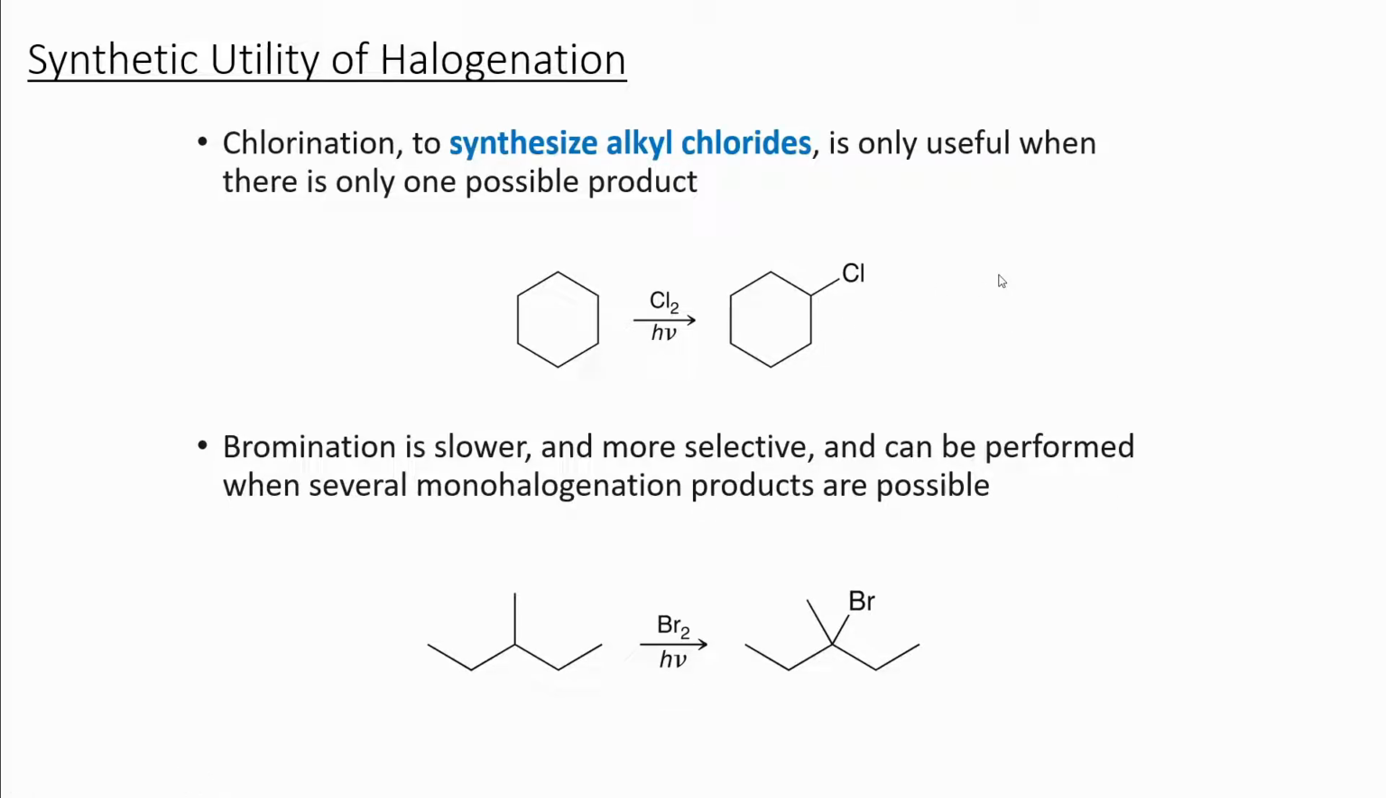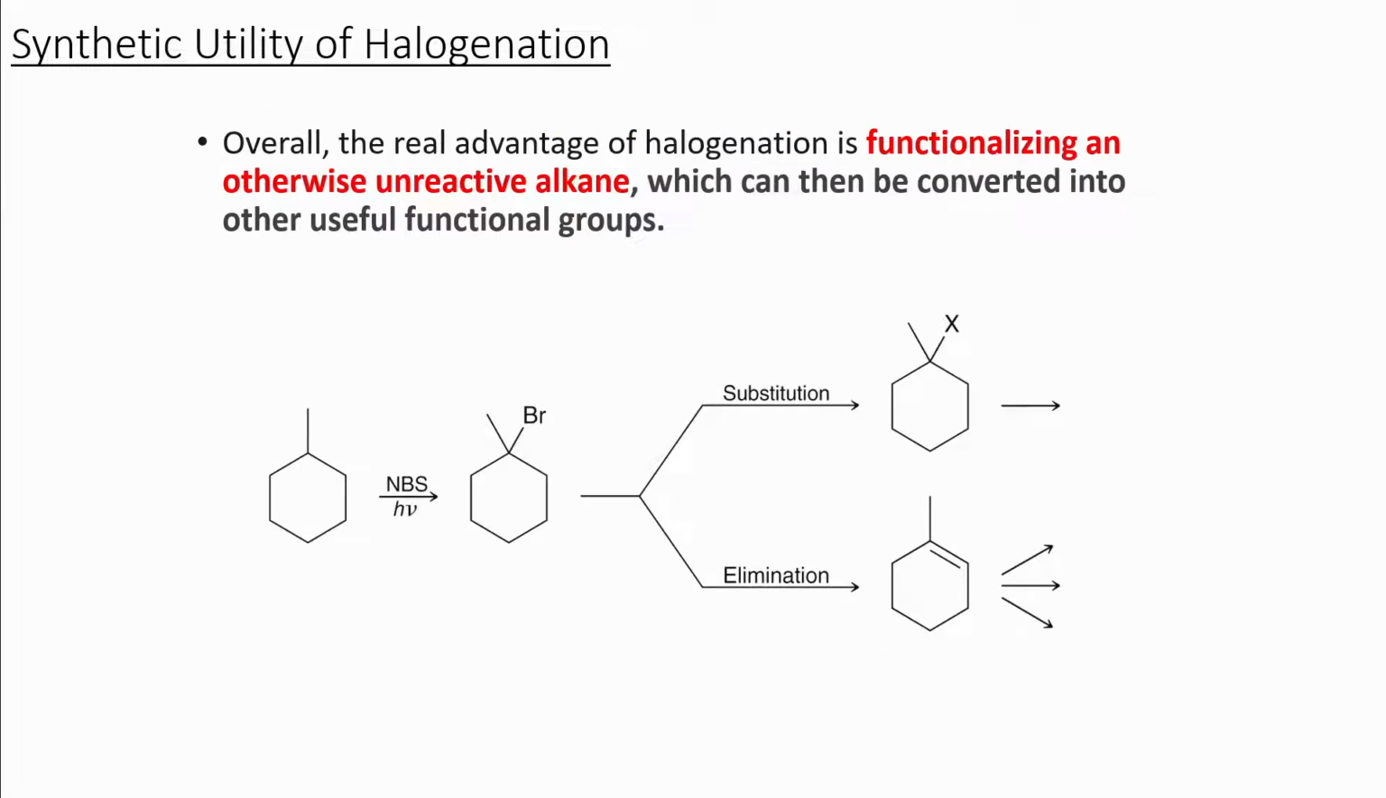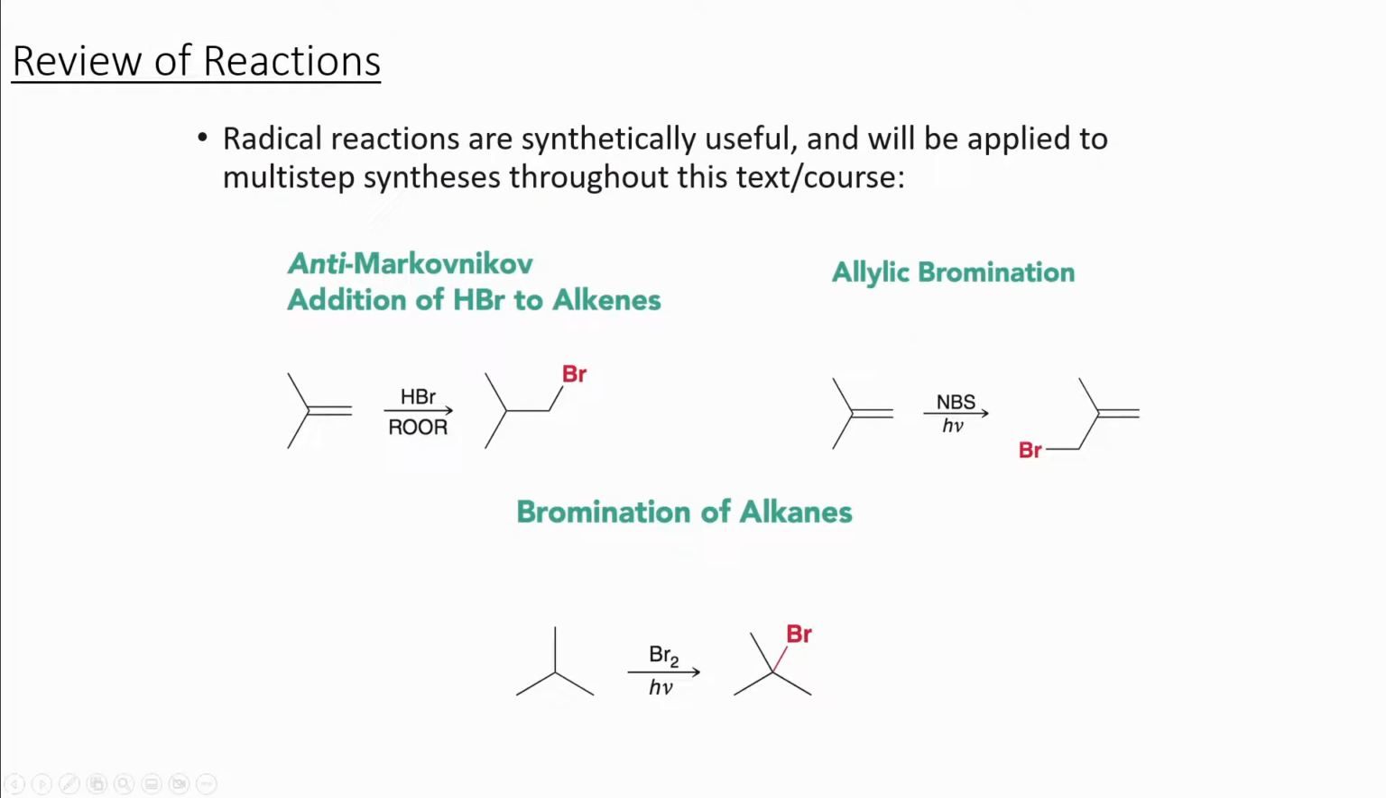One of the most important aspects of this chapter is the ability to now functionalize a previously unfunctionalized carbon chain. We're able to take an alkane and add a halogen to this alkane through chlorination and bromination. These alkyl halides can then be used in a slew of different substitution and elimination reactions to form a variety of products through synthesis. Otherwise, an unreactive alkane can be functionalized and converted into a variety of different functional groups. There are only a few reactions covered in this chapter, but we can see the synthetic utility and importance of these reactions.